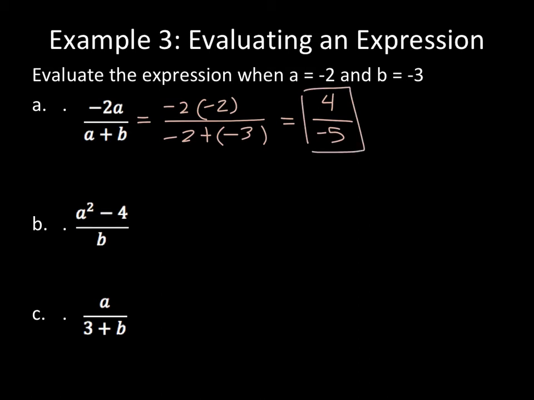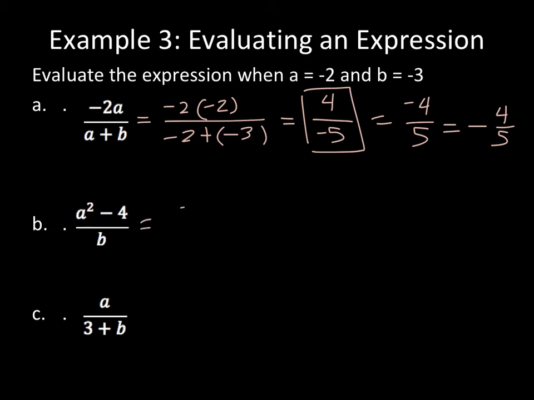Again, we're leaving everything as a fraction. You could put it as 4 over -5. If you put it as -4 over 5, that's fine too. If you have the negative on the side, it's also correct. They all mean the same thing. A lot of people tend to prefer it on this side. Doesn't matter. Looking at letter B, a squared minus 4 over b.